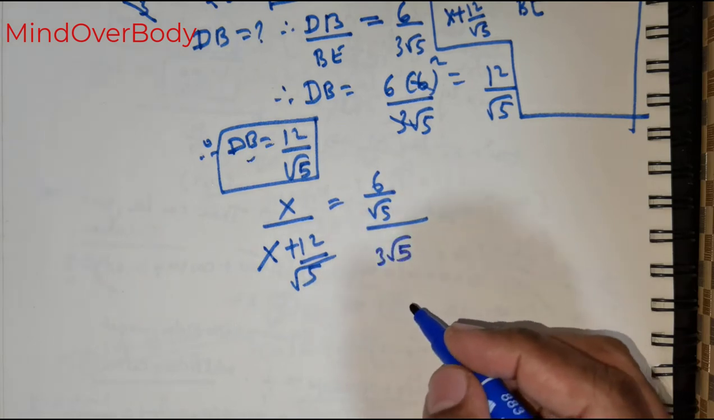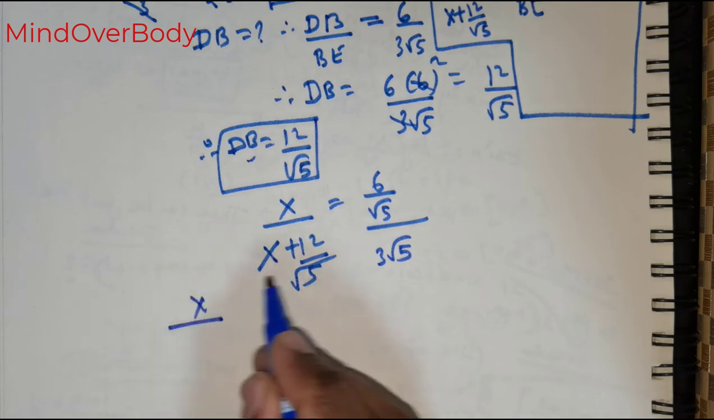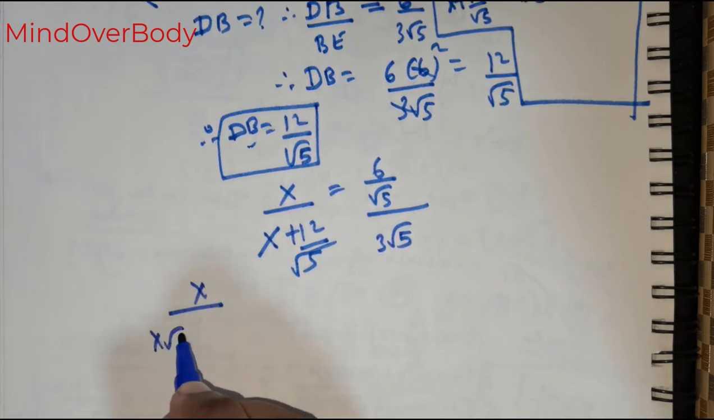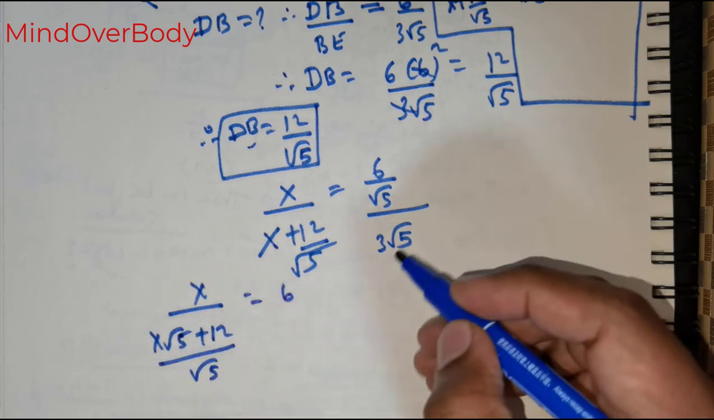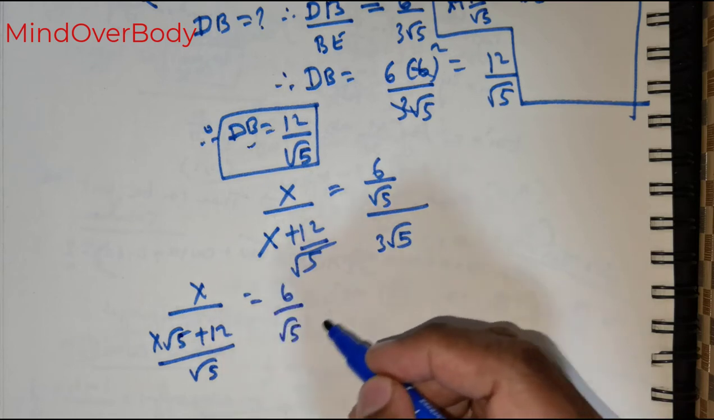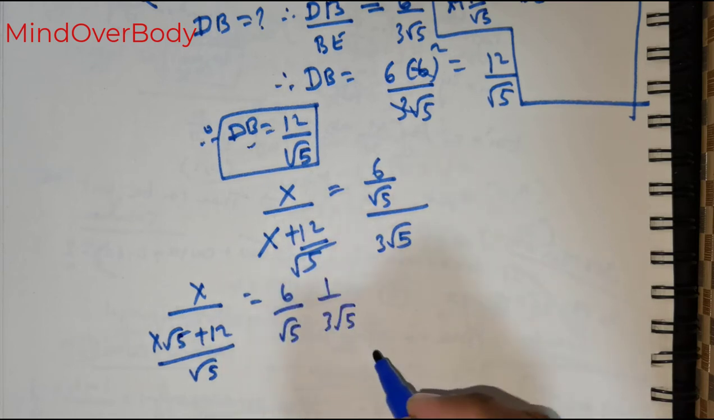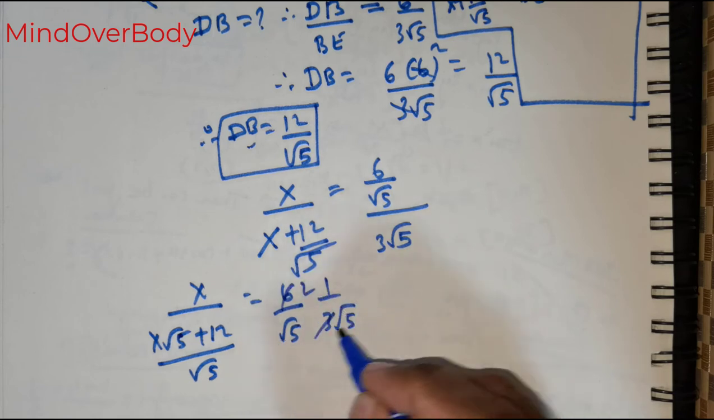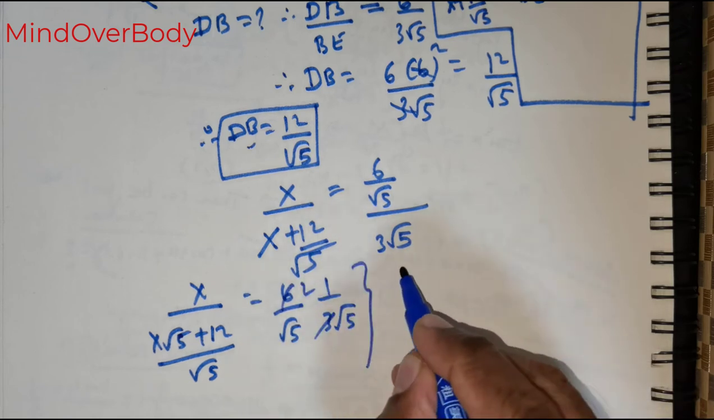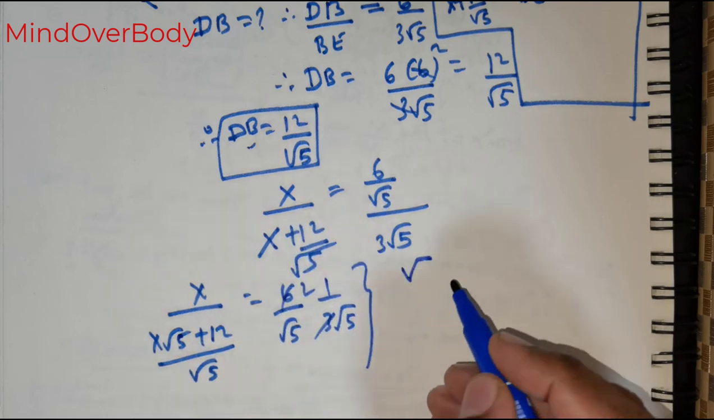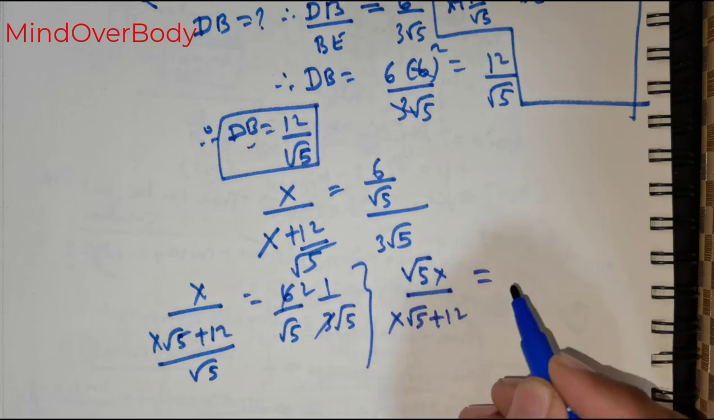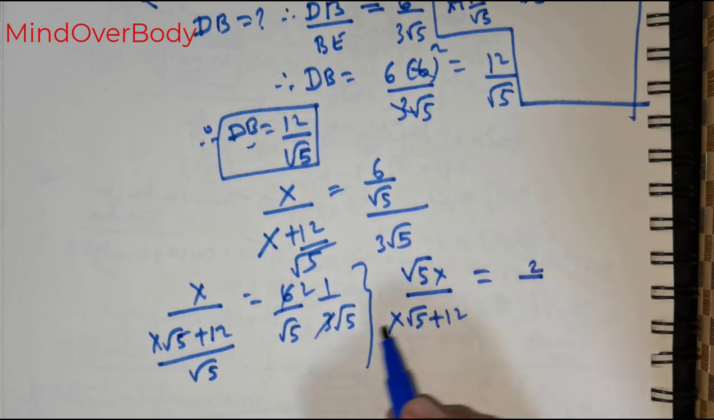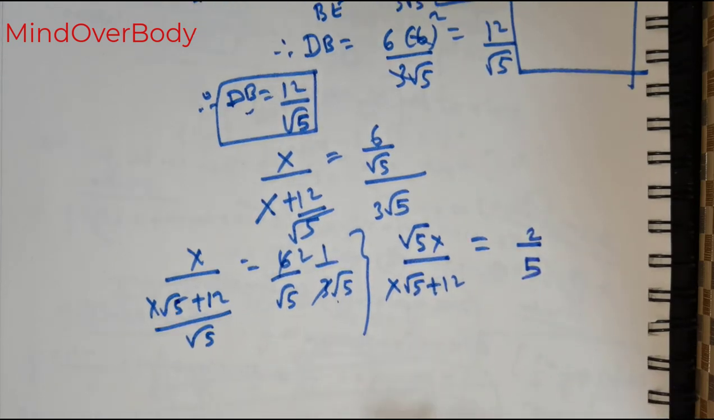So I need to take the LCM. This is going to be x over, taking the LCM, x times root 5 plus 12 divided by root 5, is equal to, if I flip this, 1 over 3 times root 5. 3 divides here 2 times, and root 5 times root 5 gives me 5. So I can rewrite this as root 5 times x divided by x over root 5 plus 12 equals 2 times root 5 over 5. Right? So that is what I've got.